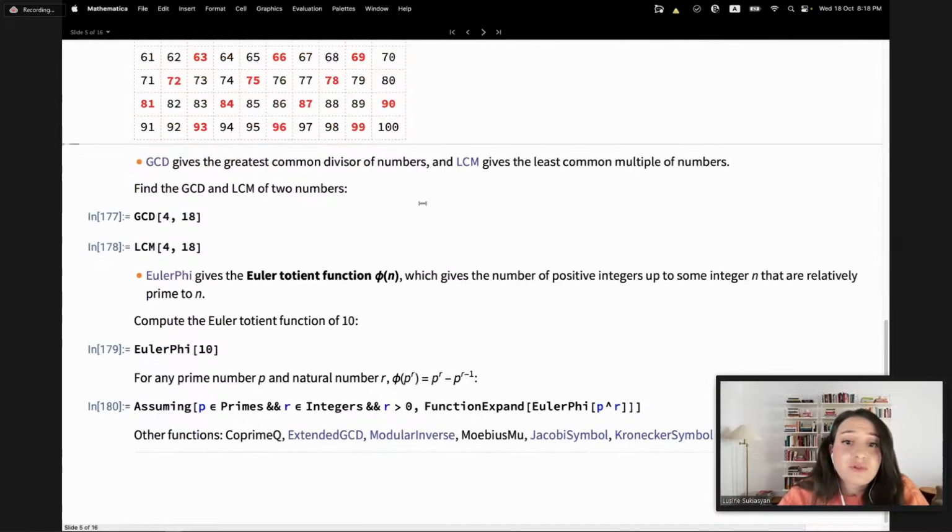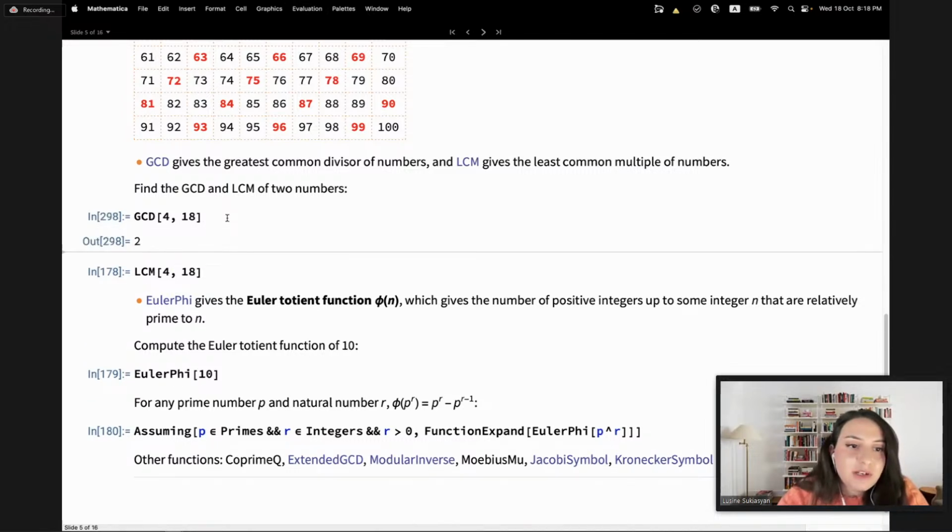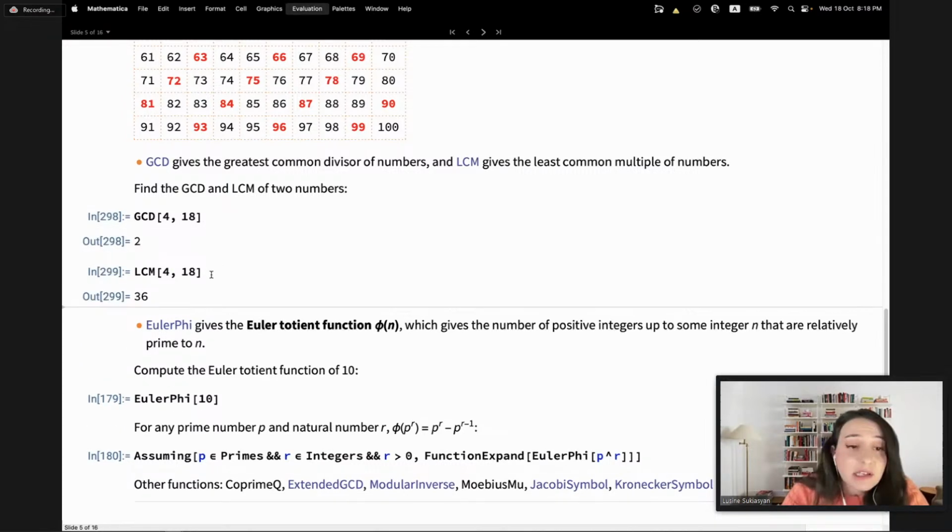The next functions are GCD and LCM. Of course, the GCD gives the greatest common divisor of numbers, and LCM gives the least common multiple of numbers. So to find the GCD and the LCM of two numbers, you simply do GCD for 18 and the other number. So the greatest common divisor is 2, and the least common multiple in this case is 36.